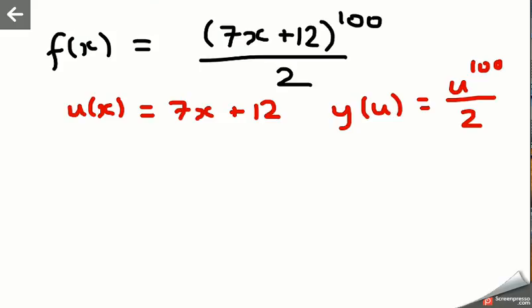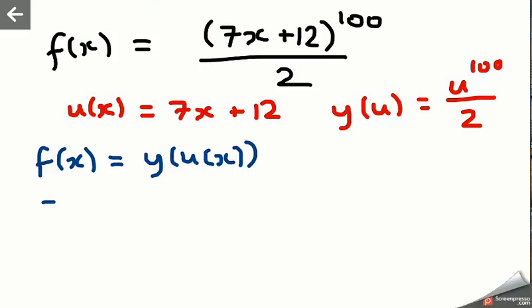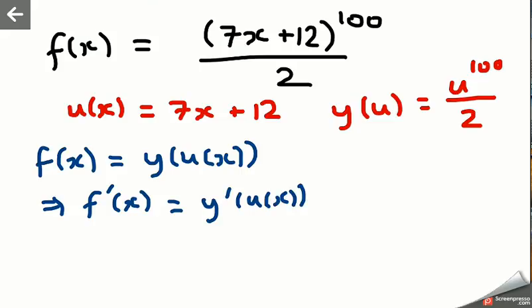Okay, so y of u equals u to the 100 divided by 2, and u of x is equal to 7x plus 12, and we have that f of x is equal to y of u of x, and therefore f prime of x, f differentiated at the point x, is equal to y prime of u of x times u prime of x. Well, u prime of x is just 7.